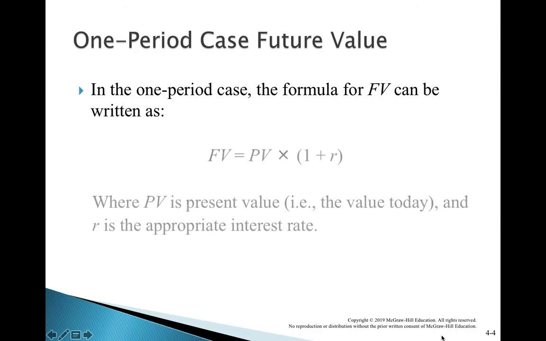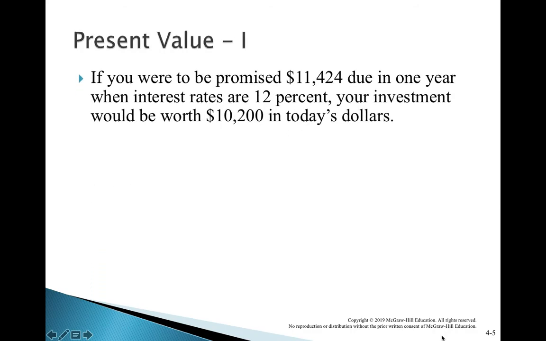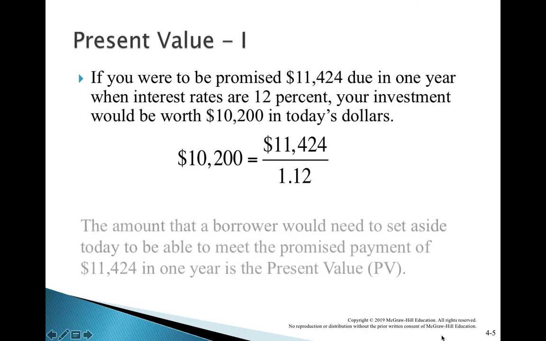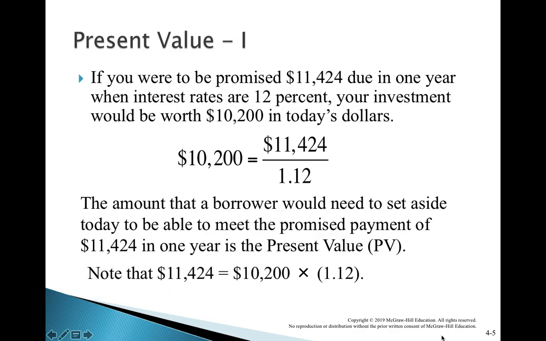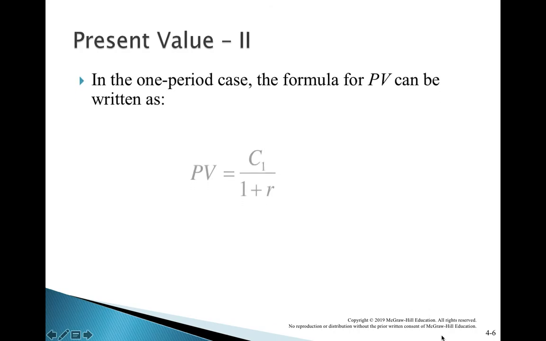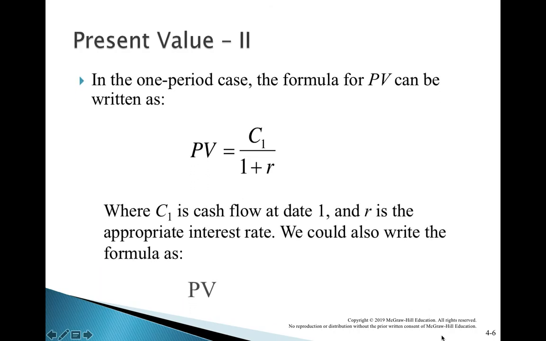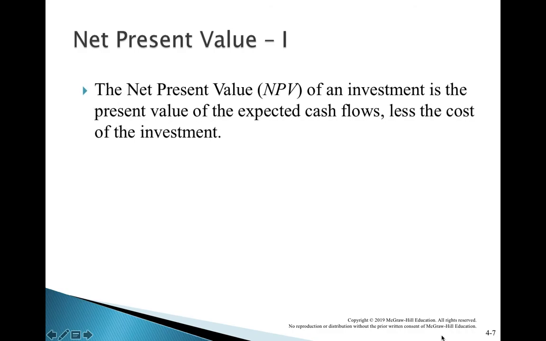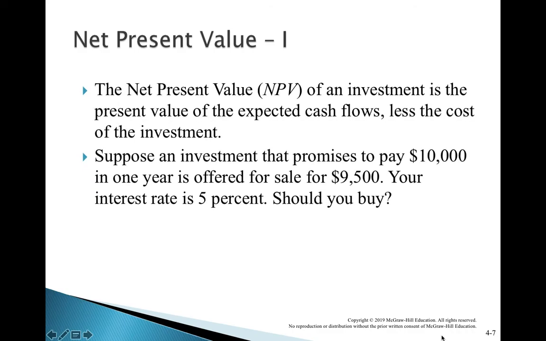Similarly, in this example, present value is 10,200, future value is 11,424. So the net present value will be 11,424 minus 10,200. So the future value minus present value will be the net present value. Hope it is clear.